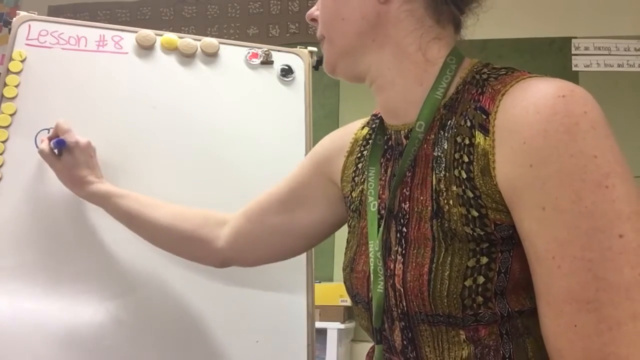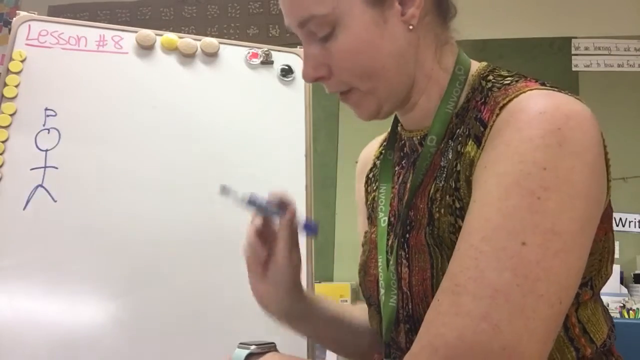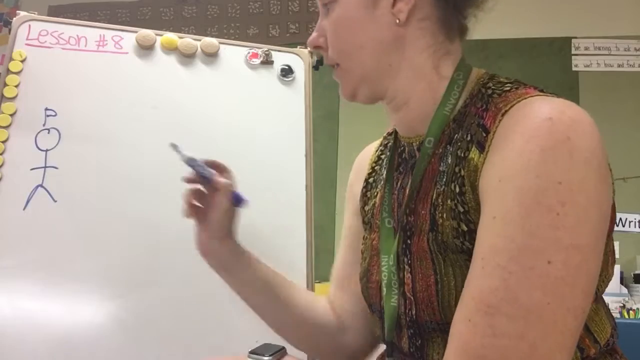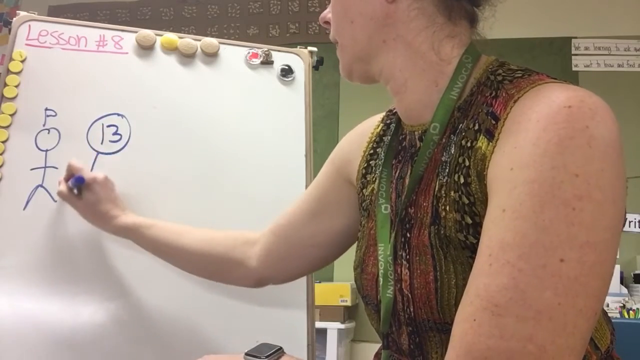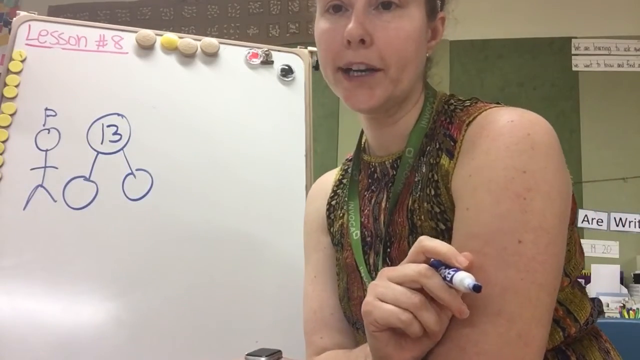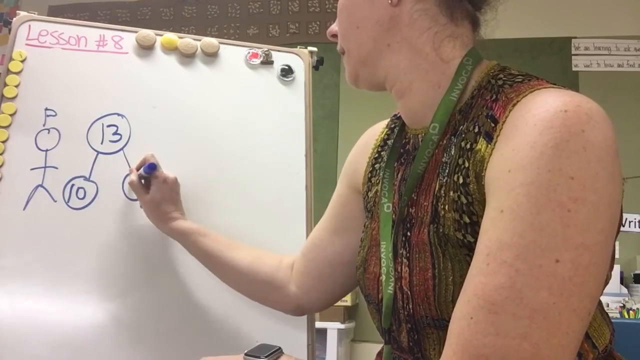So here's Peter. And I'm going to write P for Peter. Now Peter drew a number bond for 13. So let's put 13 in our hole. And then here's his two parts. Now Peter's parts were 10 and 3. So 10, 3.